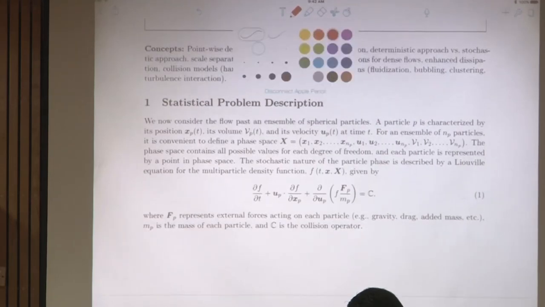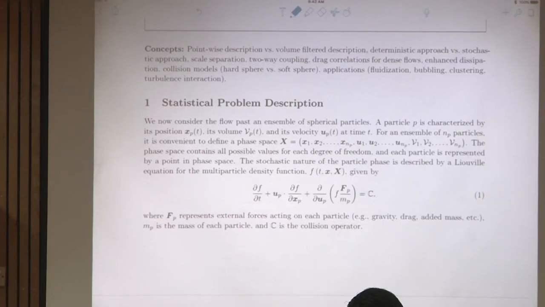Like yesterday, this is our physical space transport. This is your velocity space transport. This is your collisions. All the physics is injected in there.